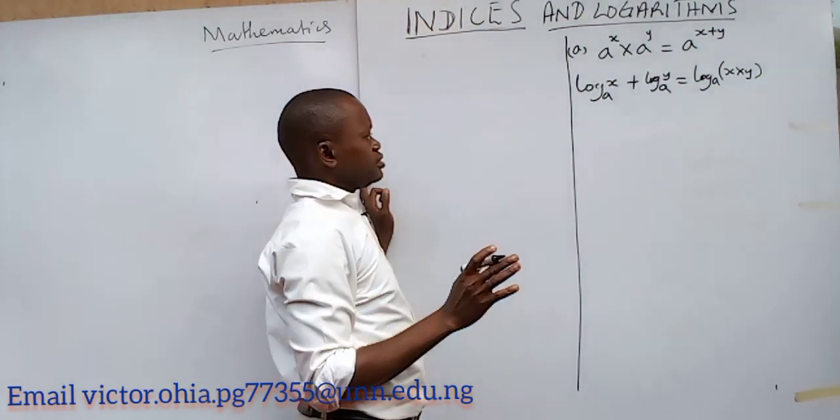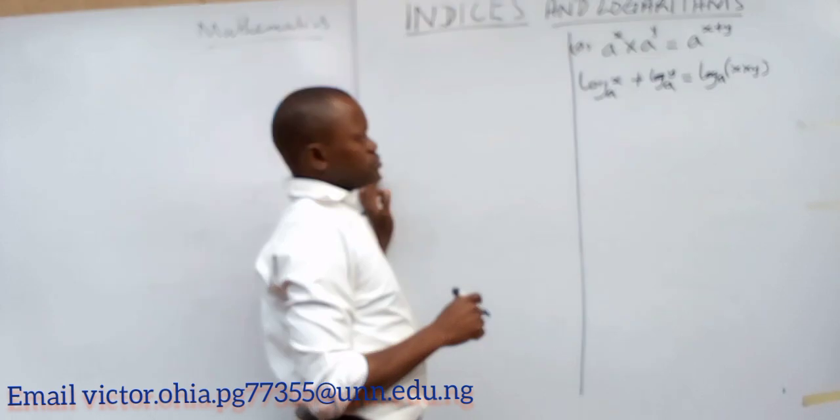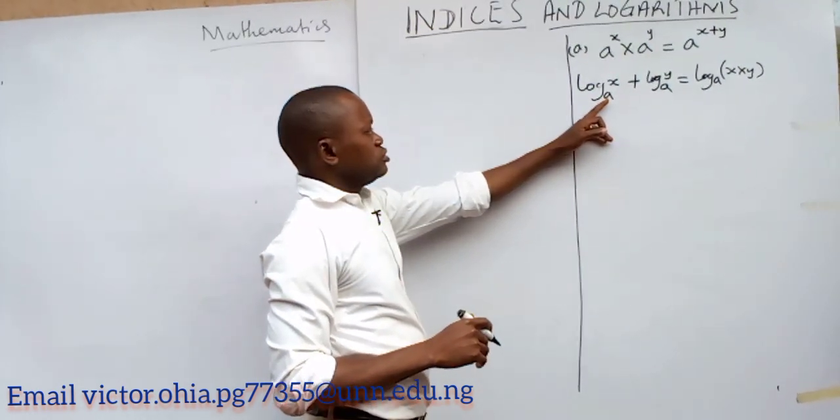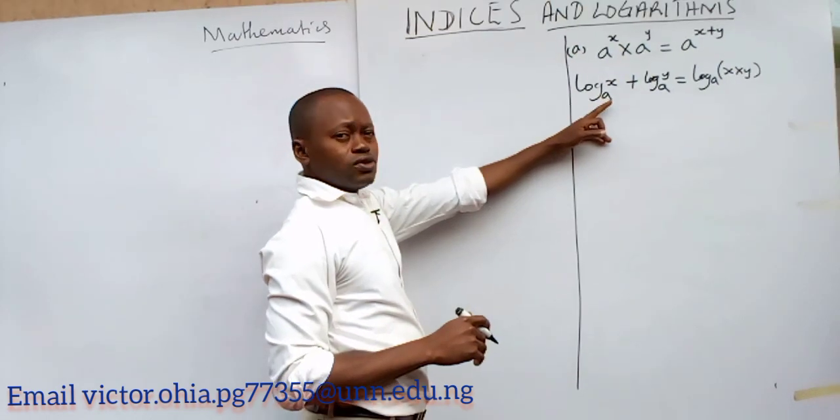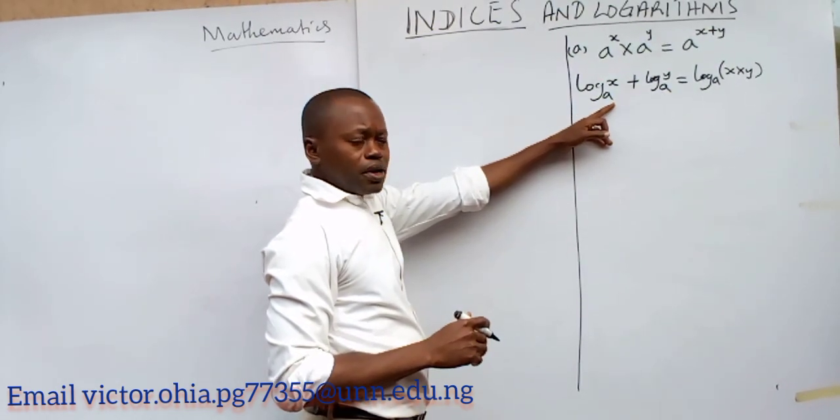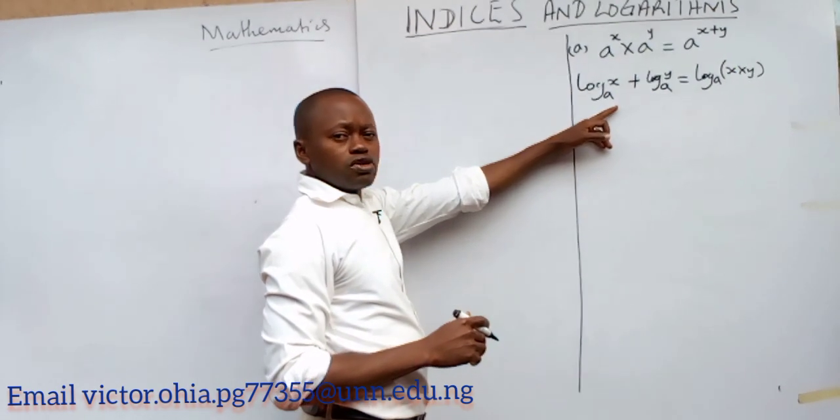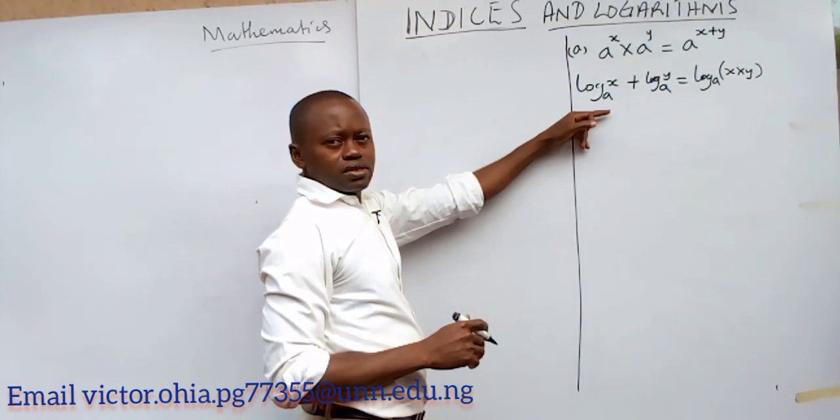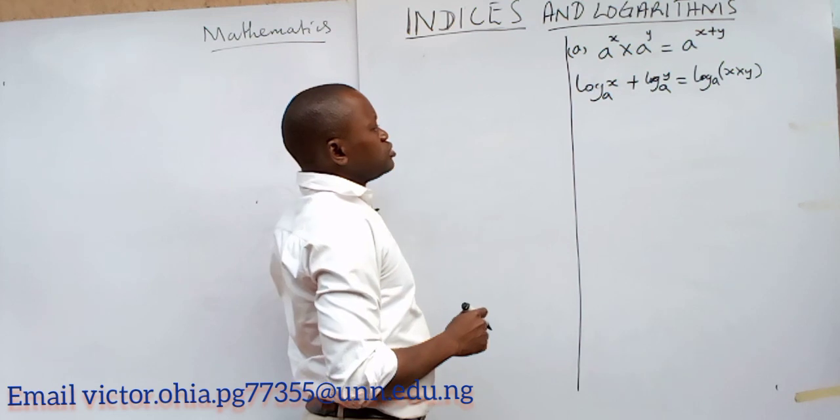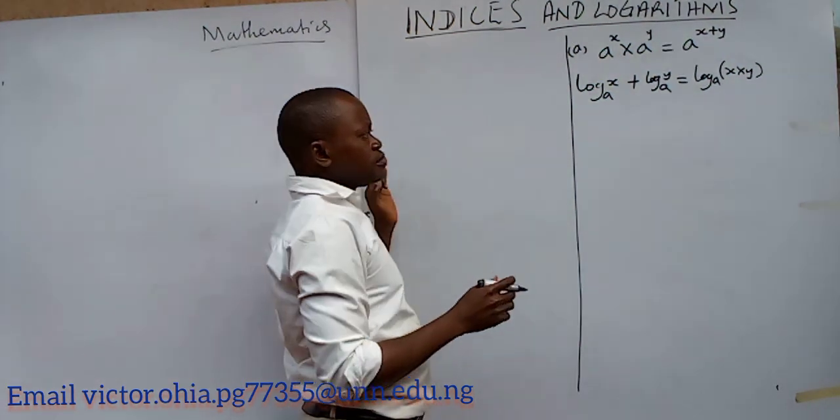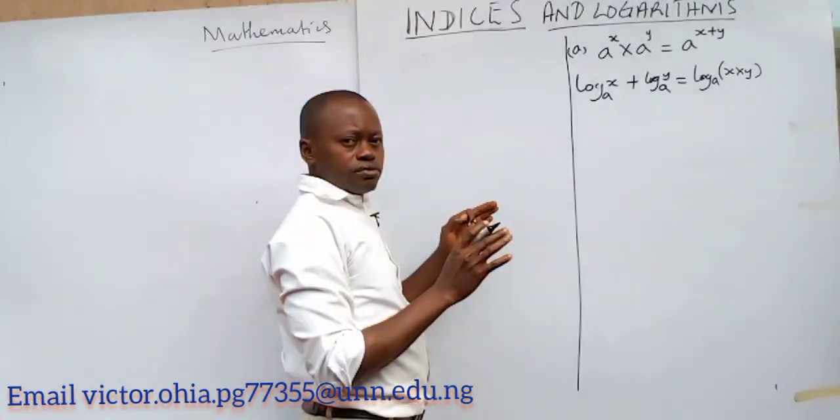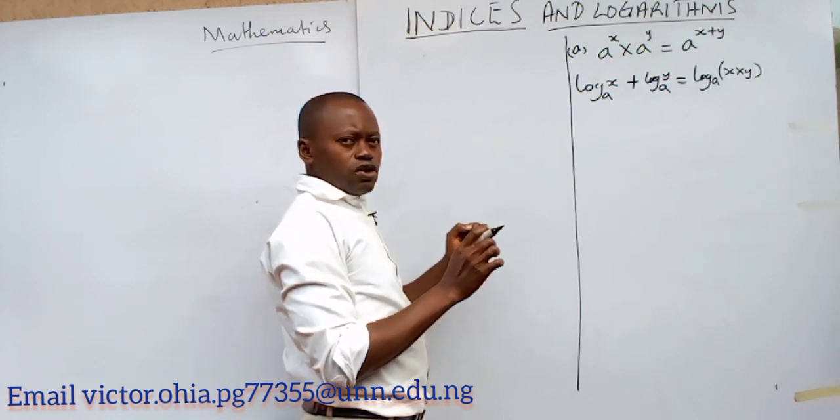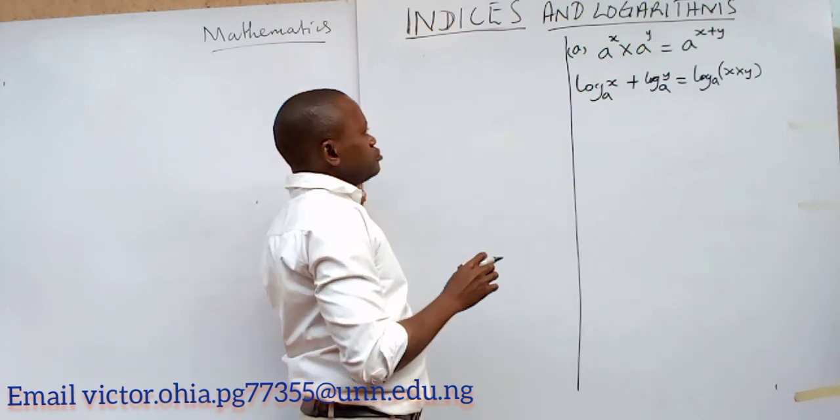I'm sure that is clear. That's what you are going to obtain. So when you have the logarithm of a number added to the logarithm of another number, it is equal to the logarithm of the product of the numbers. Do we get that? So that is that. Let me advance more, then I will bring in some figures to buttress what I'm saying.